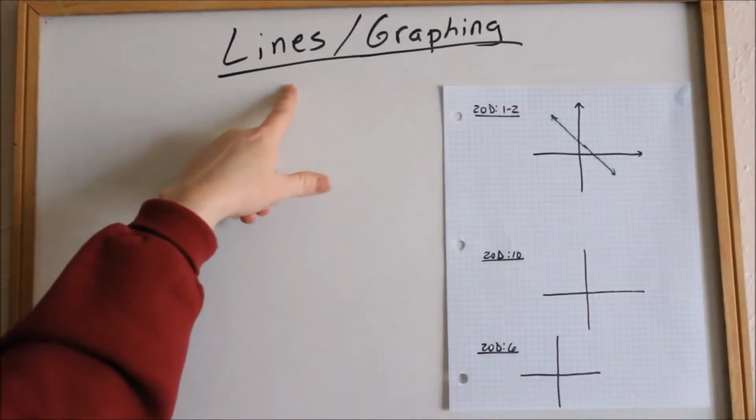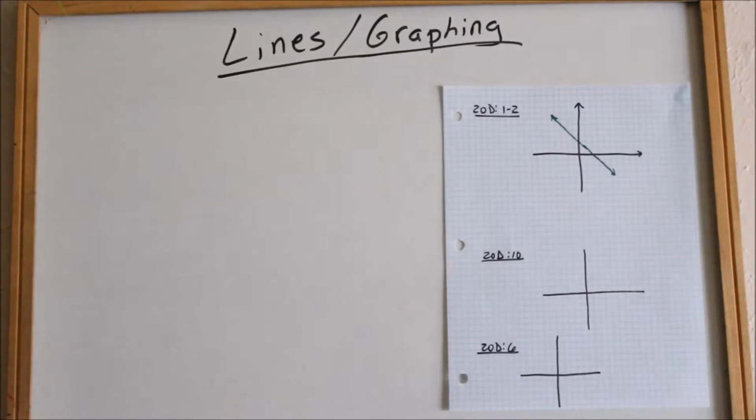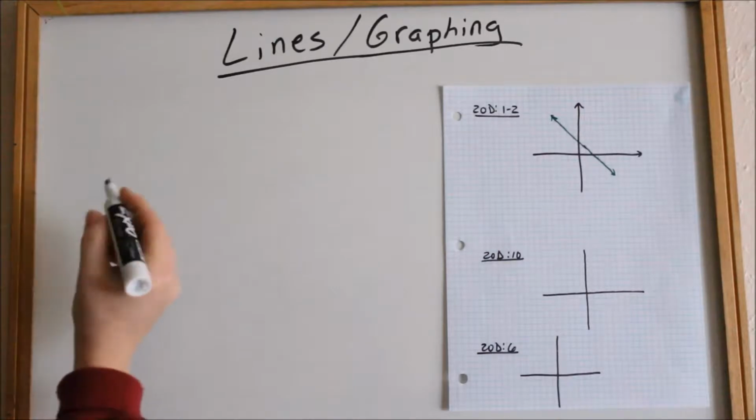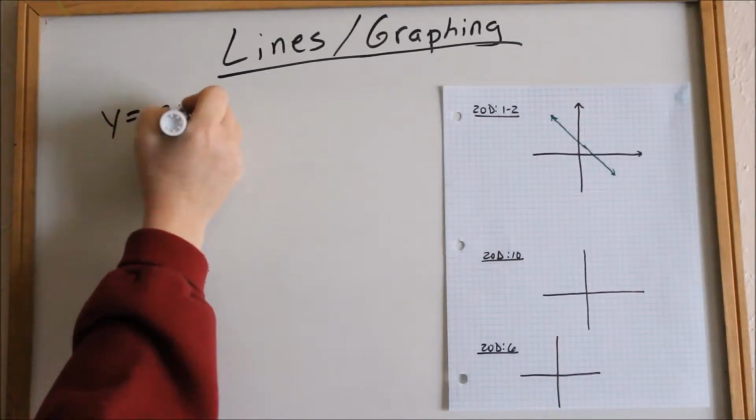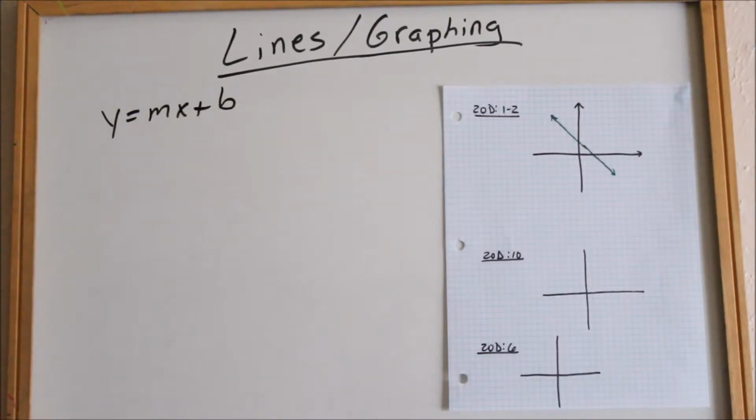Okay, we're going to be doing lines and graphing. This really should be a review from Algebra 1, so I'm going to go through this pretty quick. So, the general equation of a line is y equals mx plus b. This is called slope-intercept form.